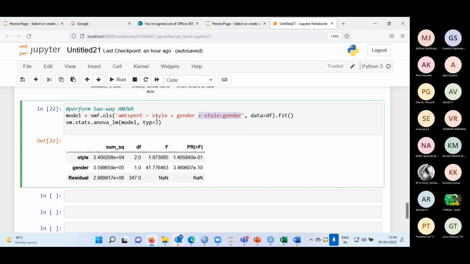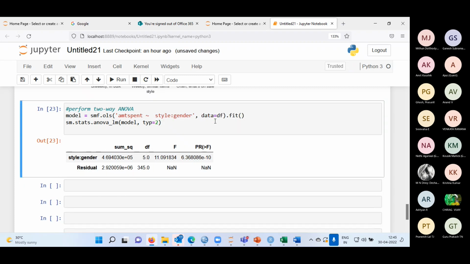Now, let us say I don't take into account the style and gender, as Ganesh is saying, correct? And I'm just interested in the interaction effect. Now, this is telling me that the interaction effect is strong, but do I know that the main effect is strong or not? It is silent on that. It is silent because I've not specified that.